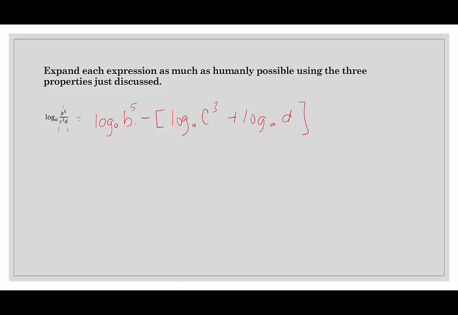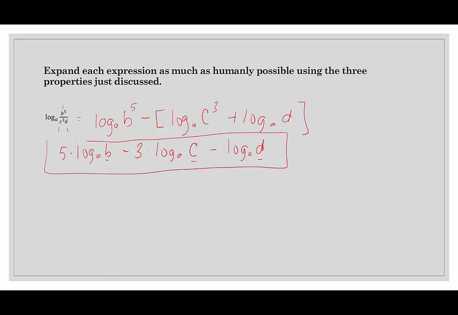Okay, while I'm distributing the subtraction, I'm also going to take care of the fact that we have exponents in our arguments, right? So the exponents come out and they become coefficients. So we get 5 times log base a of b minus 3 times log base a of c minus log base a of d. Notice that each argument has exactly one factor going on and it has an exponent of 1. This indicates to me that we are fully expanded.